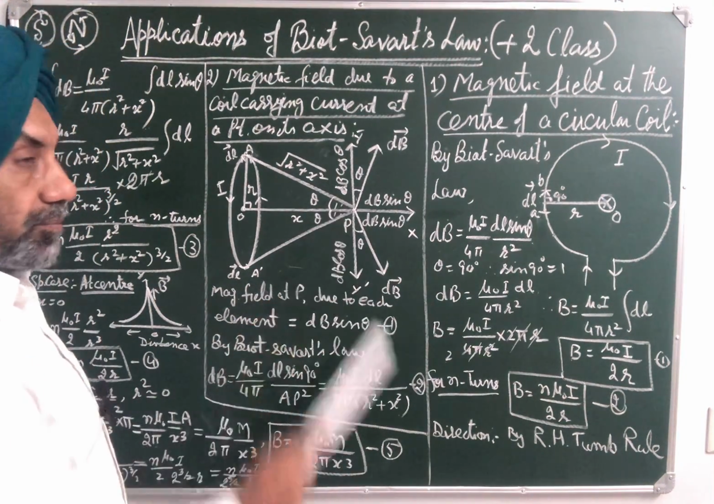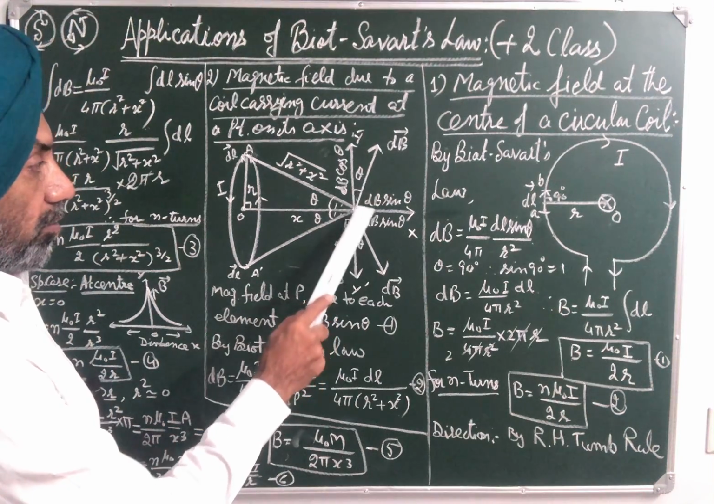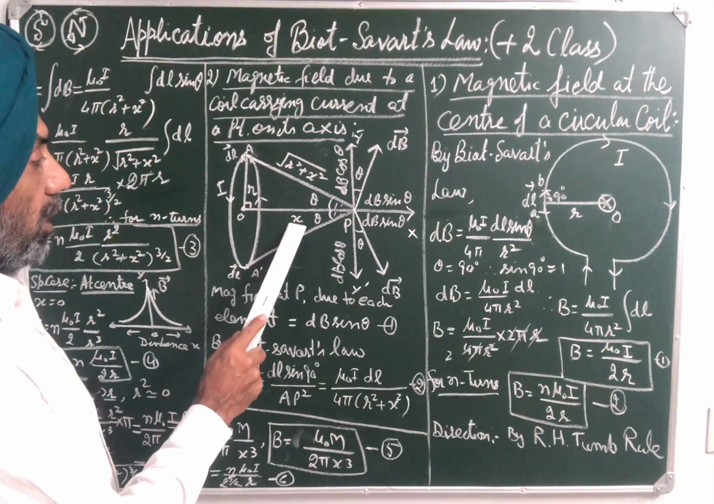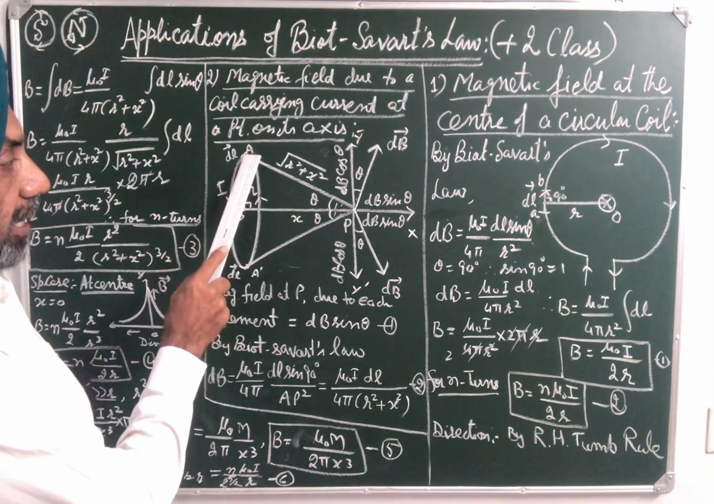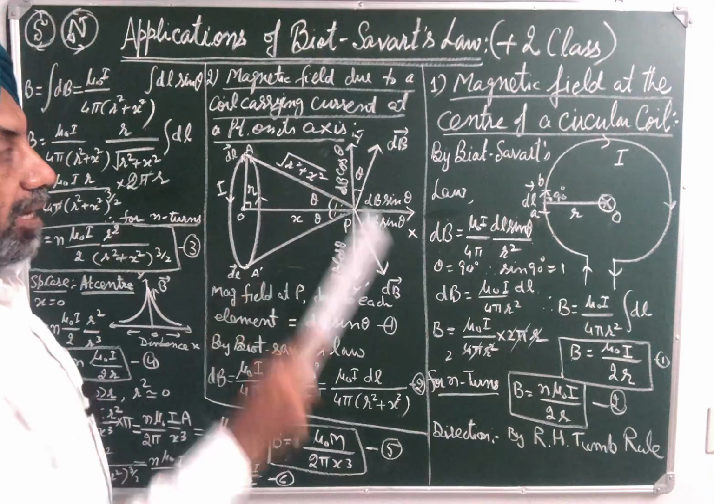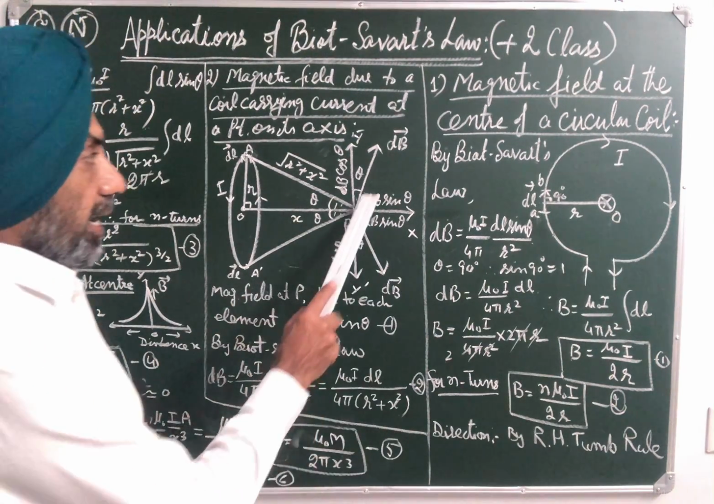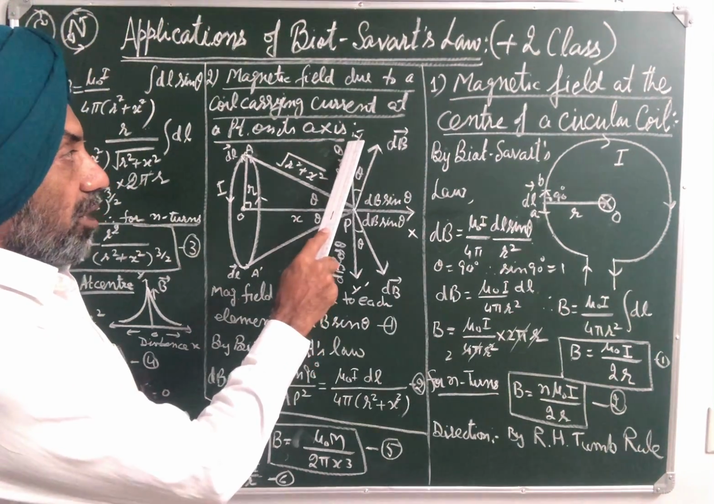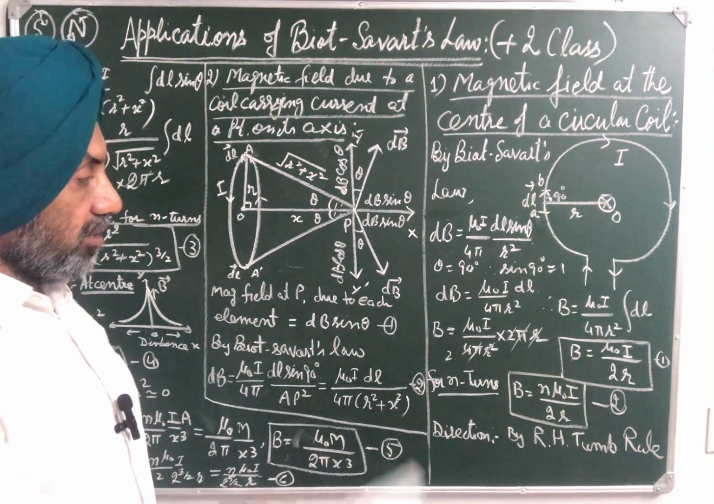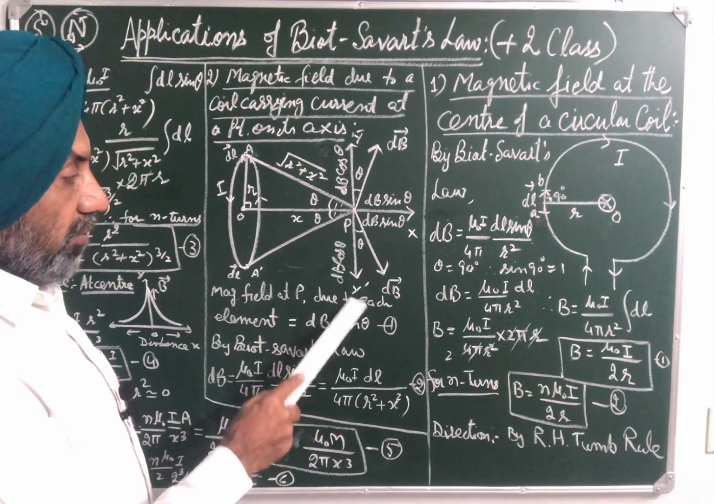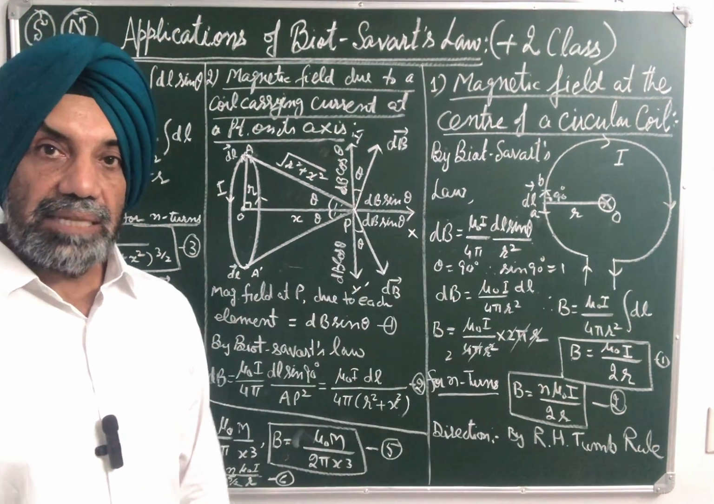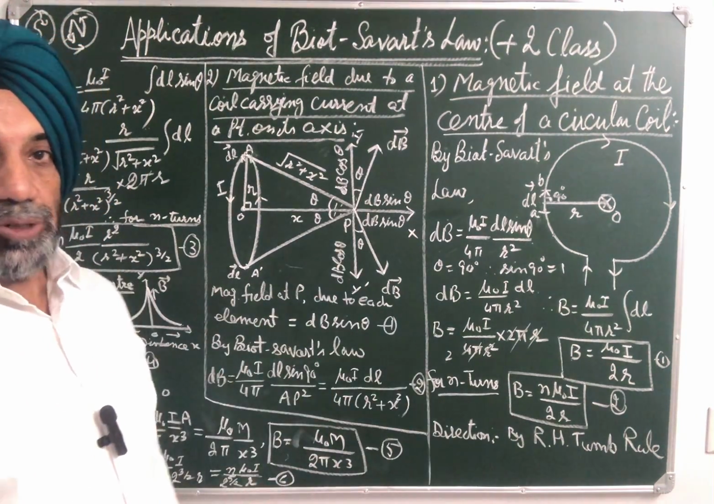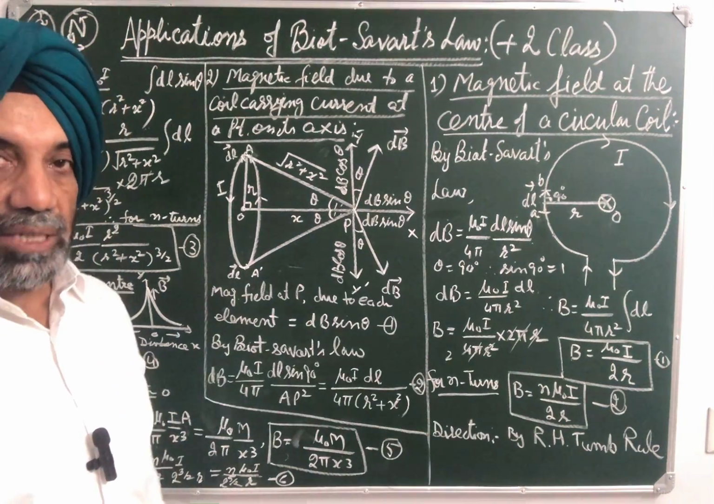Let this angle be theta. Then this angle will also be theta from geometry. Let x be the distance of point P from O. If r is the radius, then AP will be equal to under root r square plus x square. Then this magnetic field dB can be resolved into two rectangular components: dB cos theta along the y axis and dB sin theta along the x axis. Similarly, dB cos theta along PY dash and dB sin theta along the x axis. So each element will produce a magnetic field at P which can be resolved into two rectangular components, dB cos theta and dB sin theta.